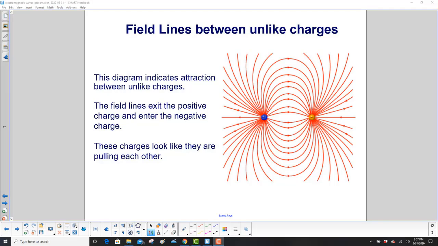Now let's try 2 unlike charges. We have a positive on this side and a negative on the other. What if I were to put a small positive charge here? It would get repelled from this one and wind up over there. It gets attracted there. And if we let these 2 charges go, let's say they weren't attached to anything, they would both attract each other. So notice how the field lines exit the positive charge and enter the negative charge. And if you look at this quick, it kind of looks like they're pulling each other. So these are attractive forces in here. These charges are being attracted to each other.